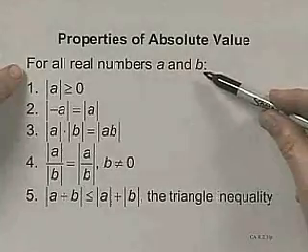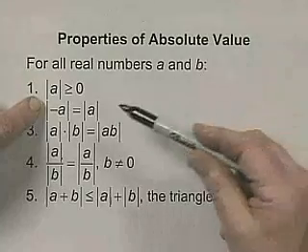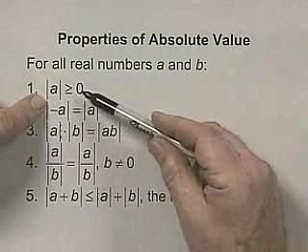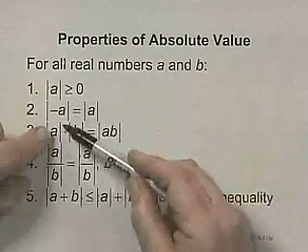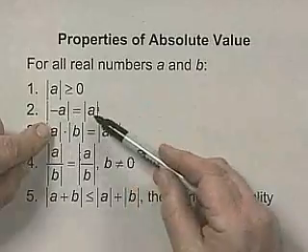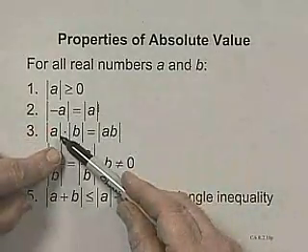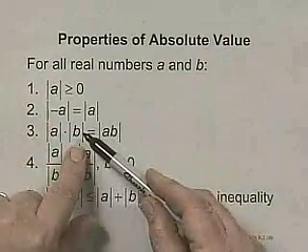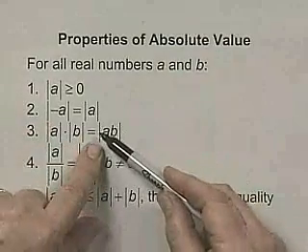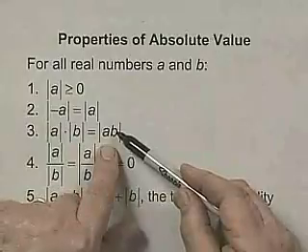There are some properties of absolute value that you should be able to use. Let's look at these properties now. For all real numbers a and b, the absolute value of a is greater than or equal to 0. And the absolute value of negative a is the same as the absolute value of a. The absolute value of a times the absolute value of b is equal to the absolute value of the product of a and b.